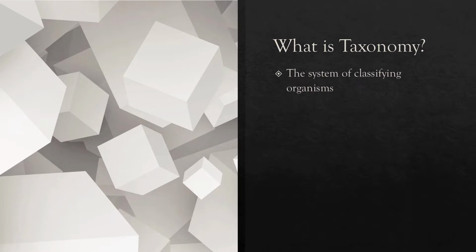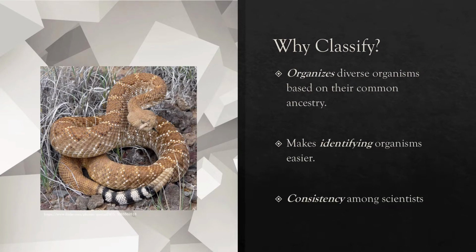Taxonomy is defined by the Oxford Dictionary as the branch of science concerned with classification, especially of organisms. You may be asking yourself, why do we need to classify organisms? Well, classifying organisms allows scientists to organize vastly different and unique organisms into various groups based on their ancestral relationships. This in turn also makes identifying these organisms easier.